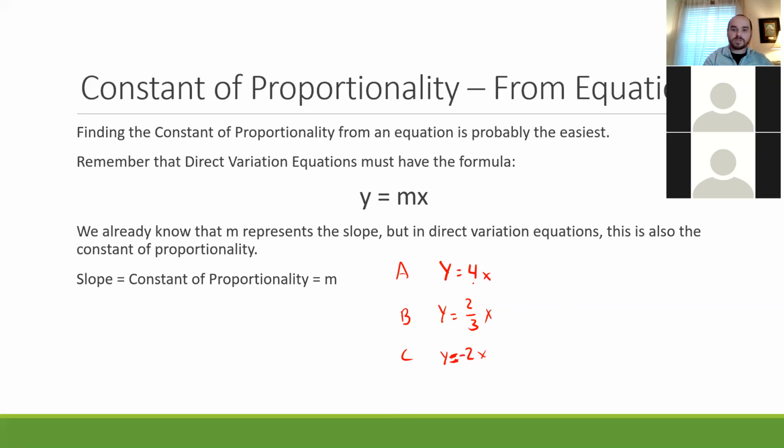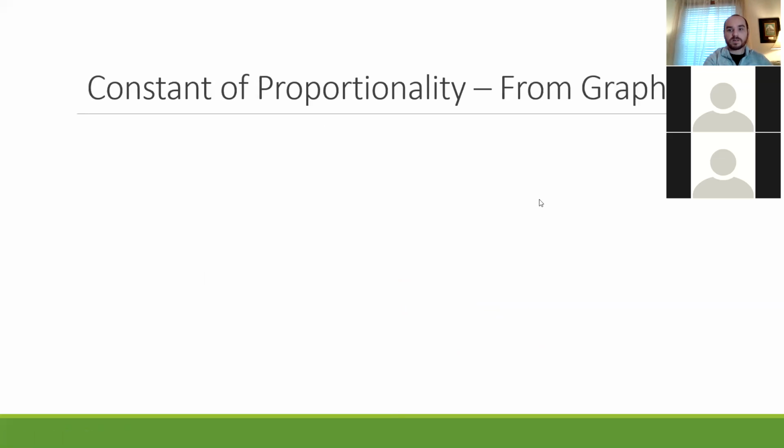Okay. So again, we're just taking whatever the number is in front of x. So y equals 4x, this one is 4. y equals 2/3 x, this one is 2/3. And y equals negative 2x, this one is negative 2. So it's that simple. You just take the number that's in front of the x. Really nothing to those. Now, the last one is a little bit tougher.